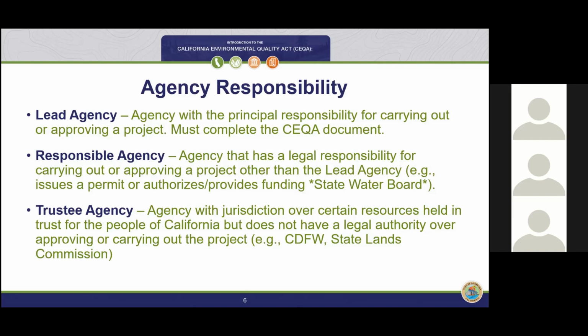Then you also have trustee agencies. These are agencies with jurisdiction over certain resources that are held in trust for the people of California, but they don't have legal authority for approving or carrying out a given project. This might refer to the California Department of Fish and Wildlife or State Lands Commission. Next slide, please.